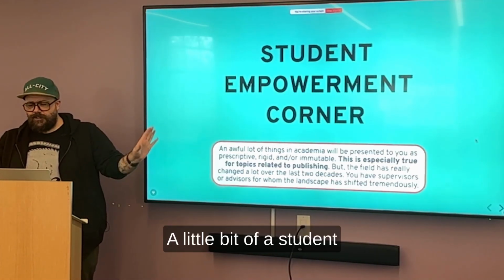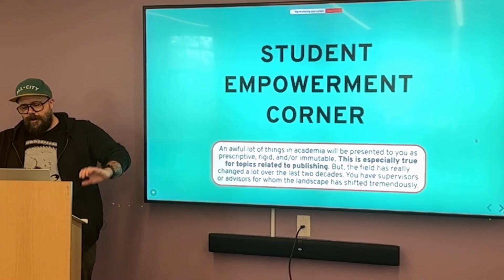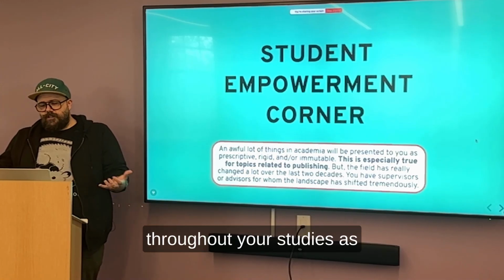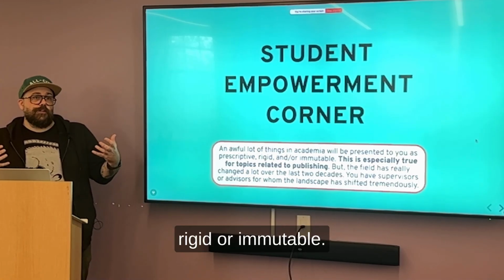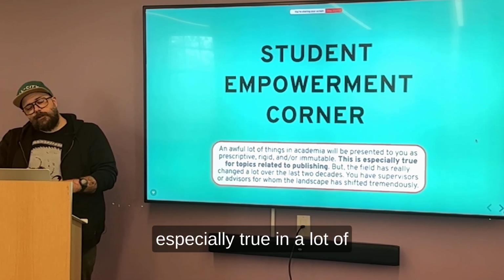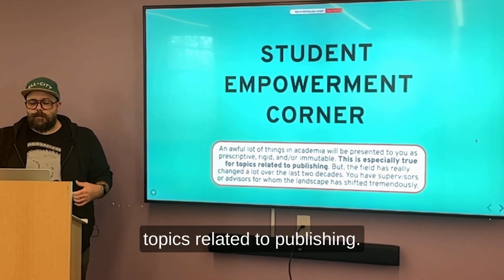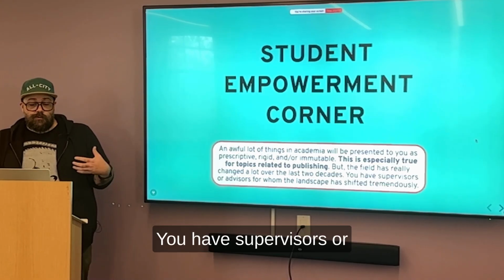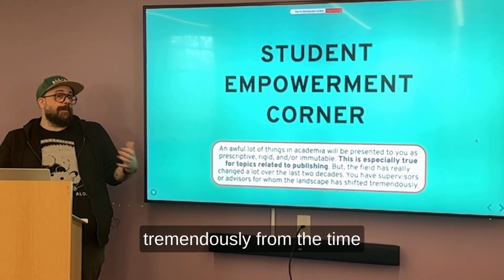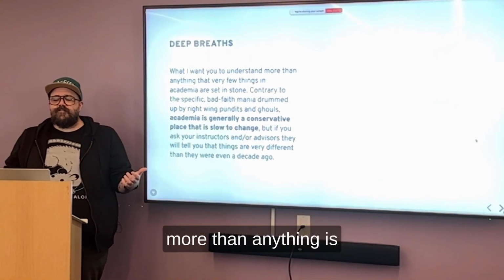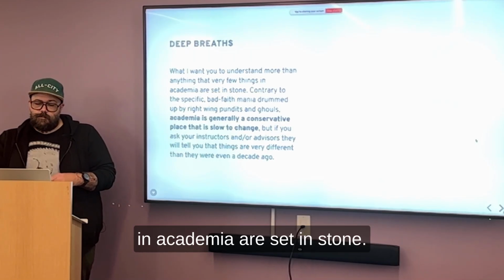I have a little bit of a student empowerment corner here. There's a lot of things in academia that'll be presented to you throughout your studies as sort of prescriptive or rigid or immutable. This is just kind of the way things are, people will say. This is especially true in a lot of topics related to publishing, but the field has really changed quite a bit over the last 2 decades. You have supervisors or advisors for whom the landscape has shifted tremendously from the time that they started. What I want you to understand more than anything is that very few things in academia are set in stone.